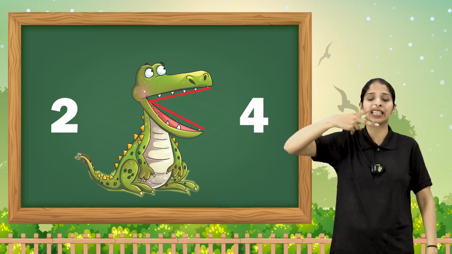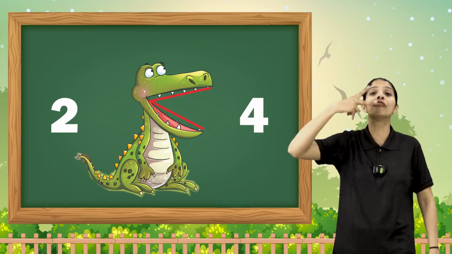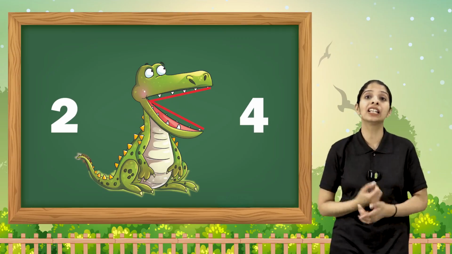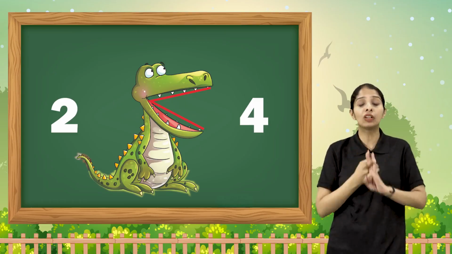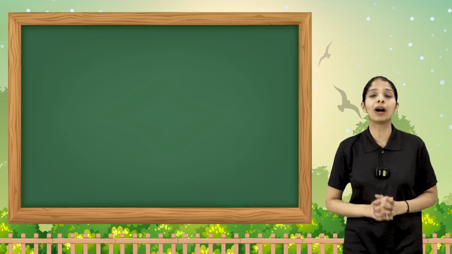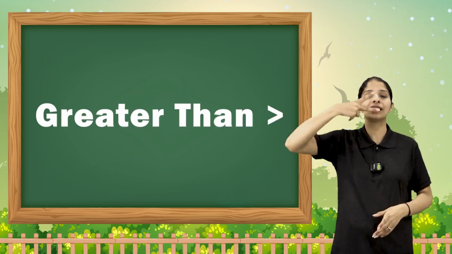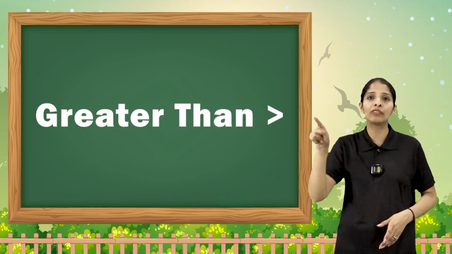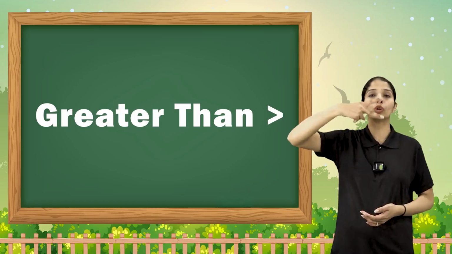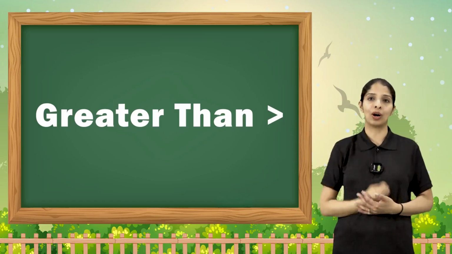So this sign is the sign of greater than. When we talk about numbers, we represent greater, smaller, equal to with particular signs. In today's session, we'll talk about the greater than sign, which is like this. You have to draw this sign, which exactly looks like the mouth of a crocodile when he opens his mouth.